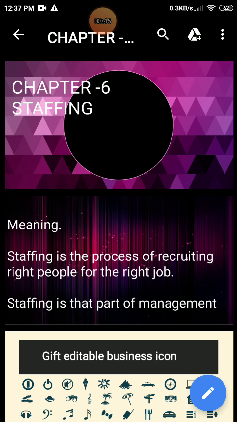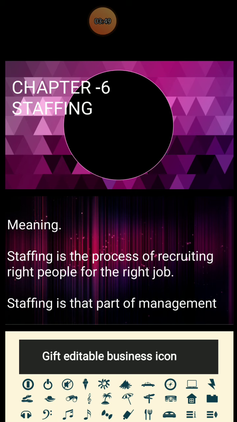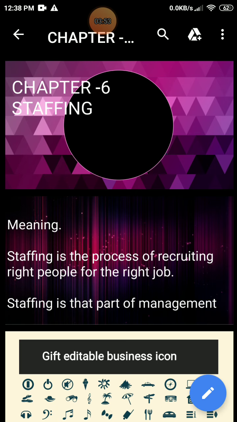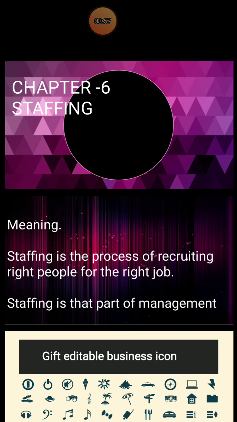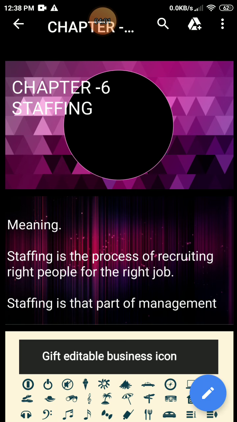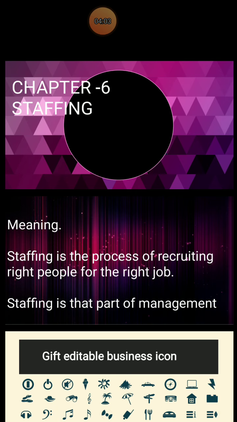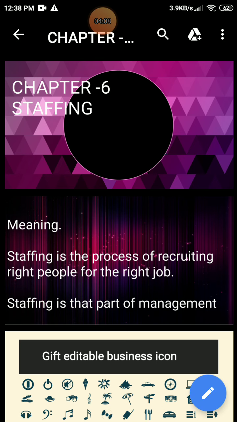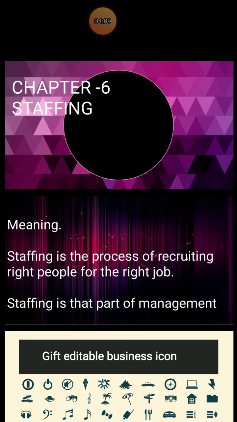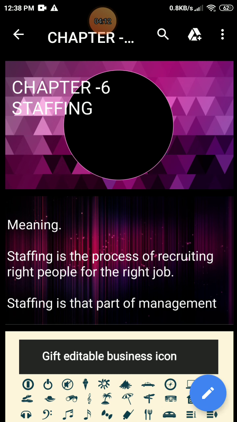Choosing the right person for the right job is a very big responsibility of the management. If you choose a wrong person for a particular job, whatever function came prior to this staffing process, everything goes to waste. You cannot achieve anything. Every effort will go waste when you choose one wrong person.